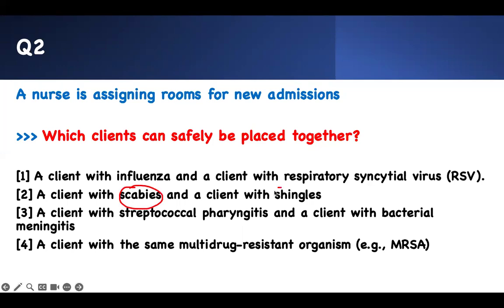Scabies and shingles, different names, they cannot be together, right? Even though both can have contact, no. Strep pharyngitis and bacterial meningitis, right? They cannot be together. Yes, different organism altogether. And this is the same multi-drug resistant MRSA. So far as we can ensure that they don't cross-contaminate, it's possible to cohort if there's no room available. So these two MRSA organisms can be put together. Patients with MRSA can be put together. So 4 is the right answer. That is the concept. I want you to get it.